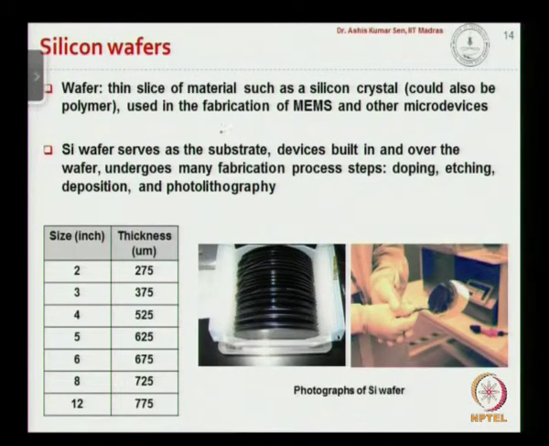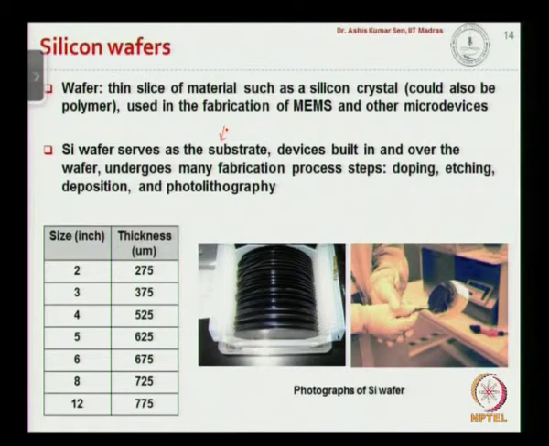The silicon wafer serves as the substrate, and we build structures either over the substrate or under the surface, depending on the fabrication process. For example, if you want to create some electrode structures, you have to create the structure on the silicon substrate. If you want to create a channel by using bulk micromachining, you will have to create the structure inside the substrate. There are different fabrication steps that the wafer goes through, for example doping, etching, deposition and photolithography. We will look at each of these steps in detail.